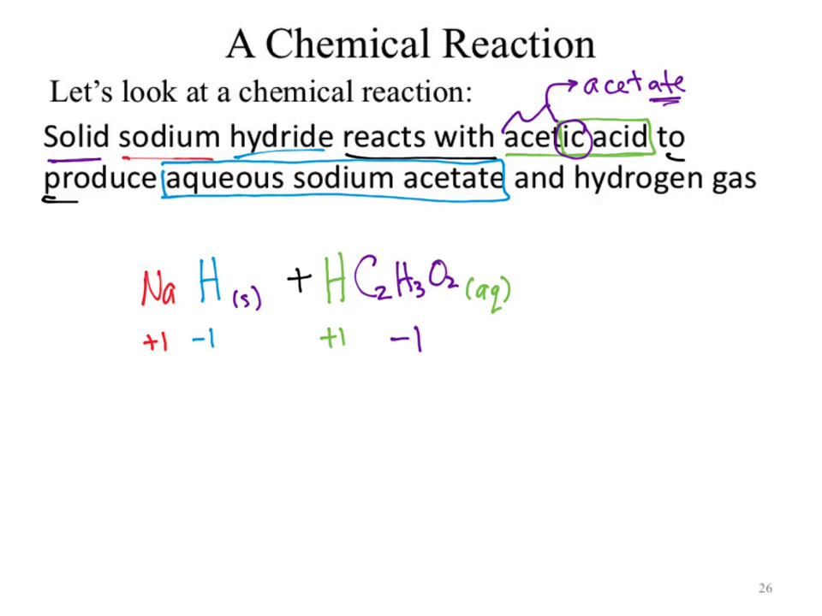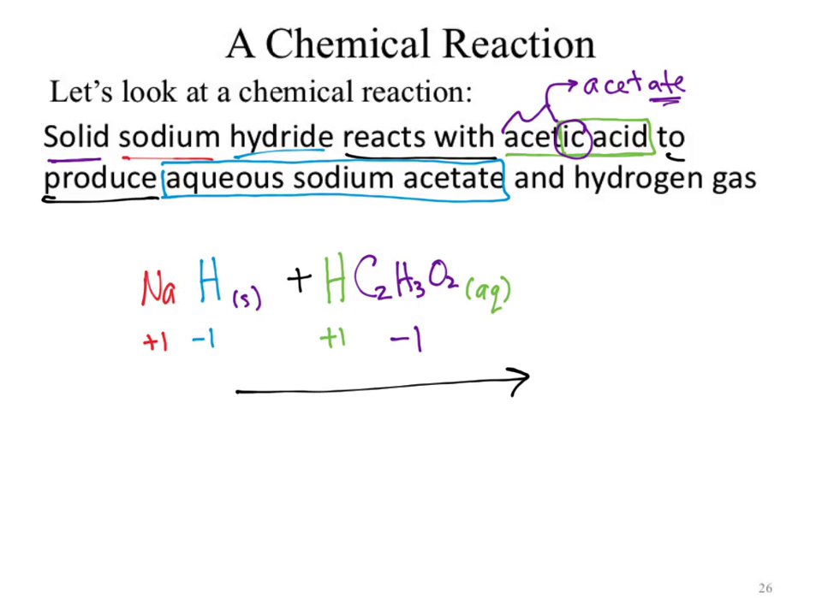To produce. We could go with an equals, but chemistry doesn't like equals. It's an arrow, a reaction arrow. And because I drew this horribly spaced, we're going to draw the reaction arrow underneath, to produce what? Aqueous sodium acetate.